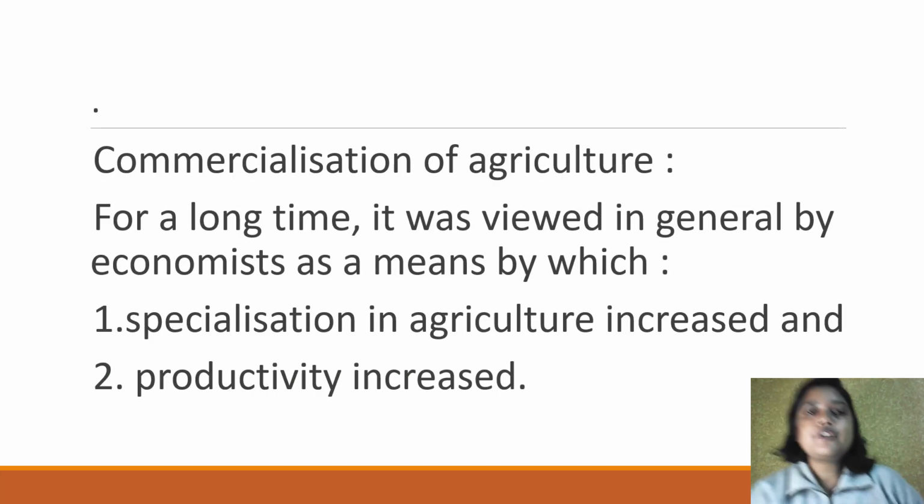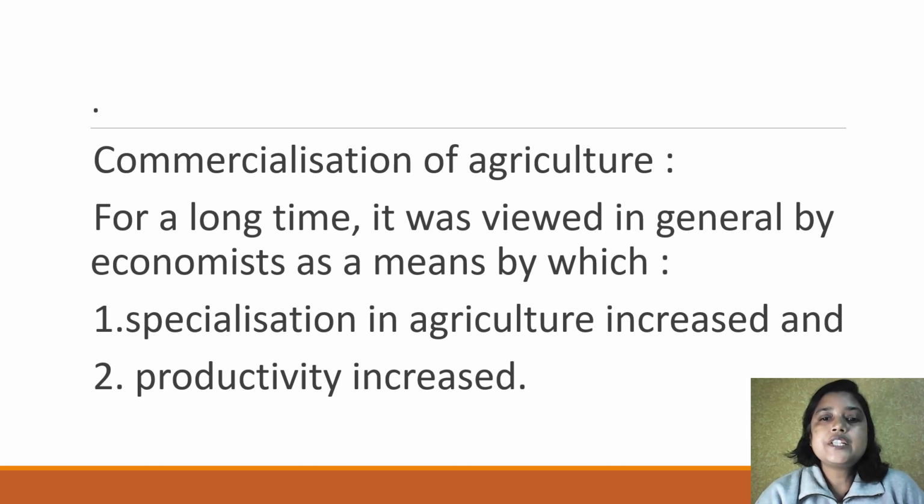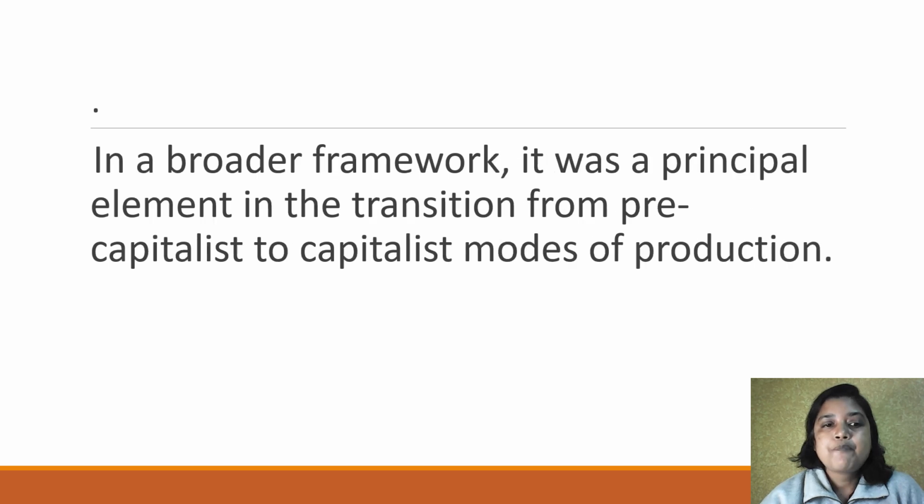Commercialization of agriculture for a very long time was viewed in general by economists as a means by which, number one, specialization in agriculture increased, and number two, productivity increased. So, in a broader framework, it was a principal element in the transition from pre-capitalist to capitalist modes of production. When we move on from pre-capitalist to capitalist modes of production, these differences or these advancements take place in agriculture as well.